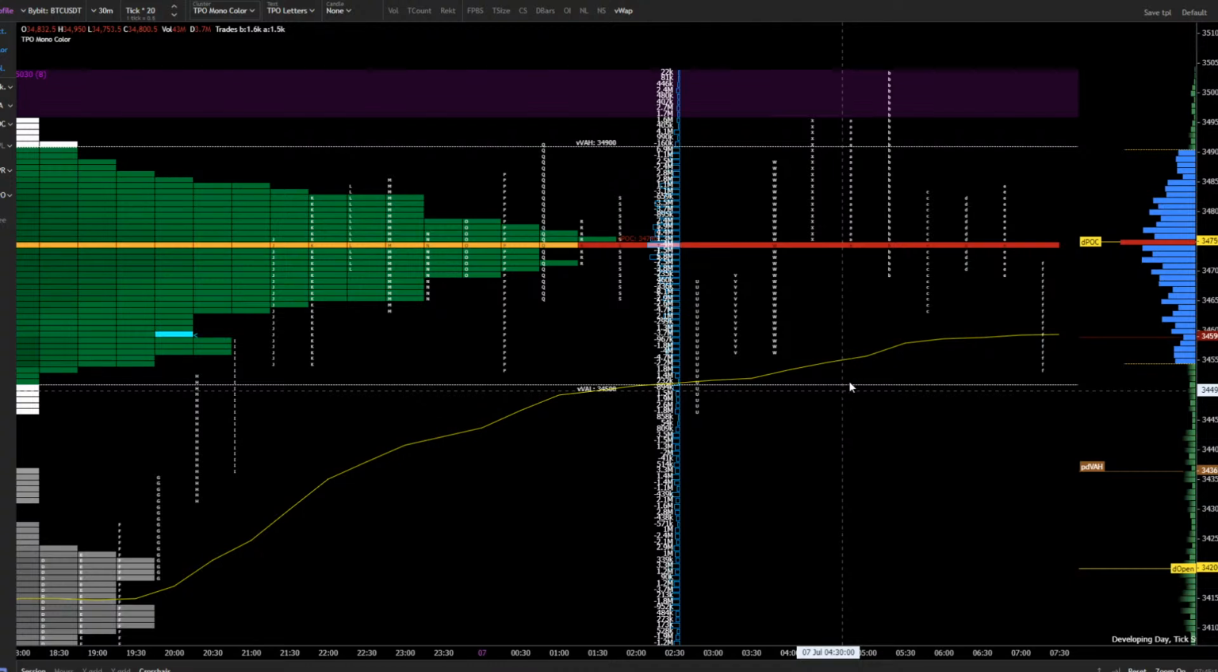So we saw that it broke, and now we're seeing this responsive buying off the VWAP, and we're waiting to see if it's going to hold where we're looking for it to hold.